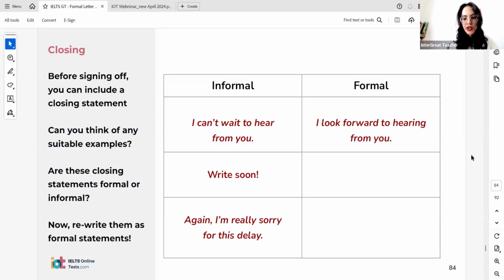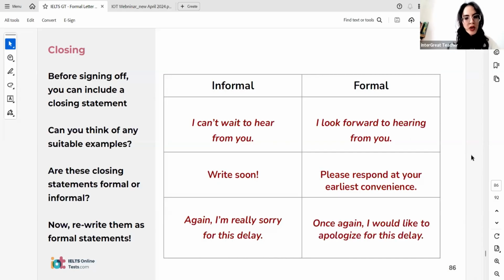I look forward to hearing from you would be formal. Please respond at your earliest convenience, formal. Once again, I would like to apologize for this delay, formal. So these are some of the sign-offs you can learn for formal and informal letters.